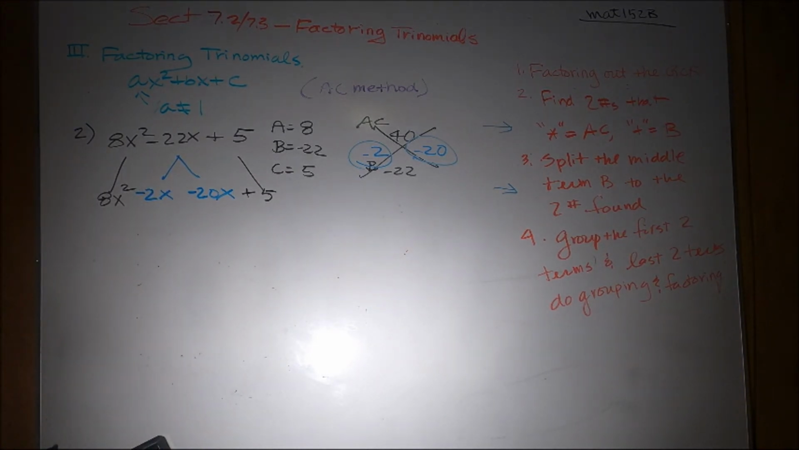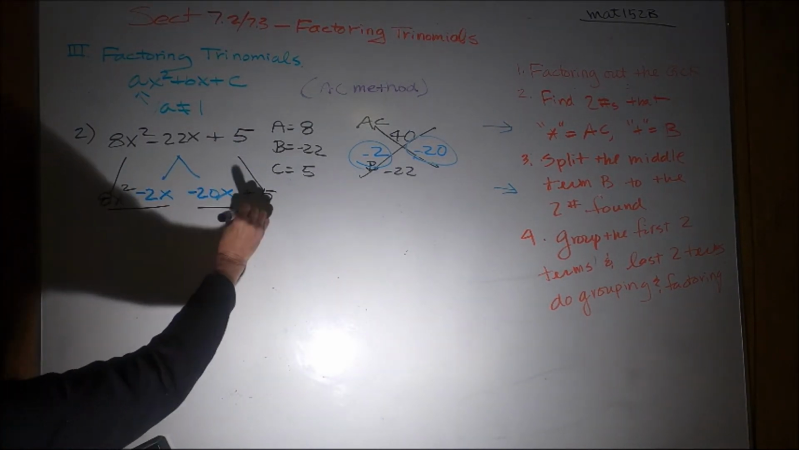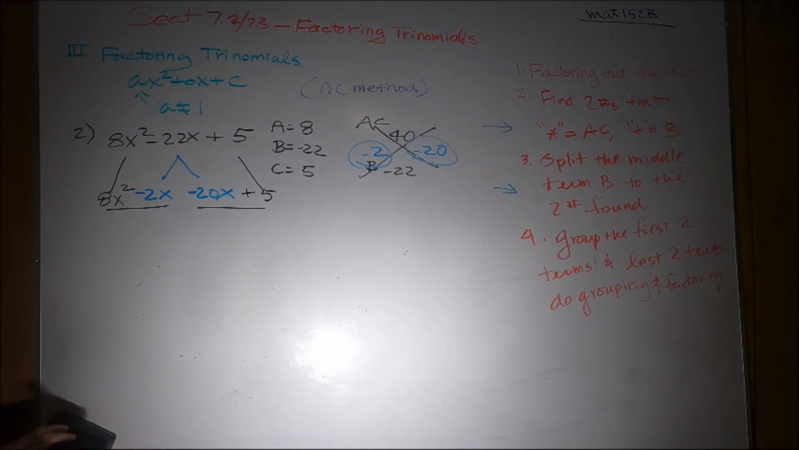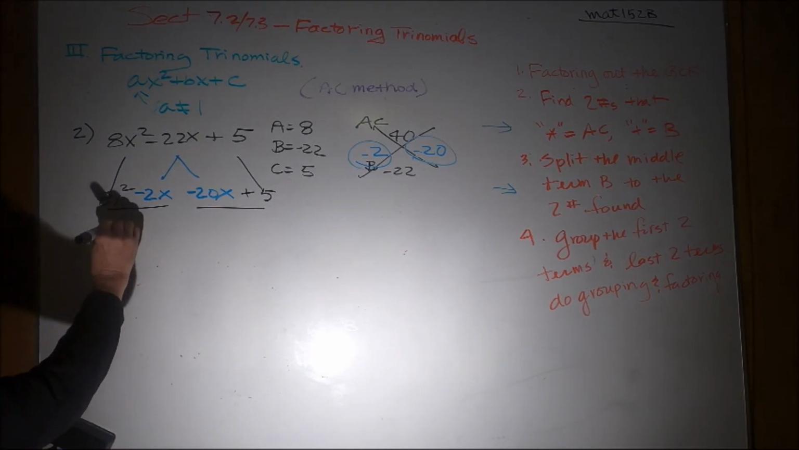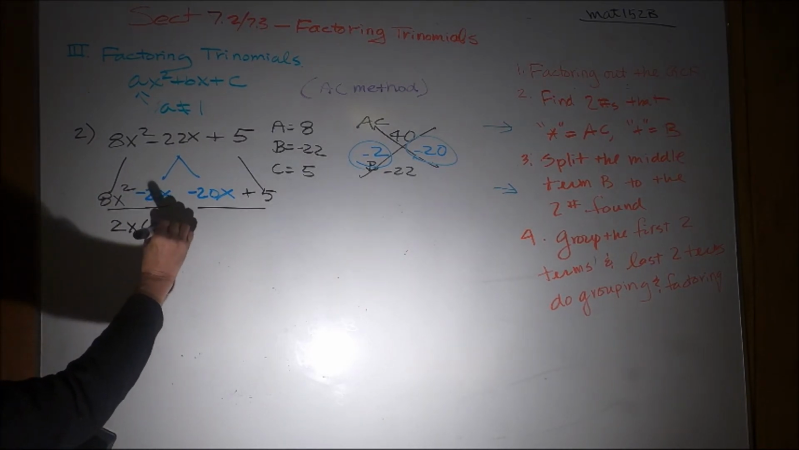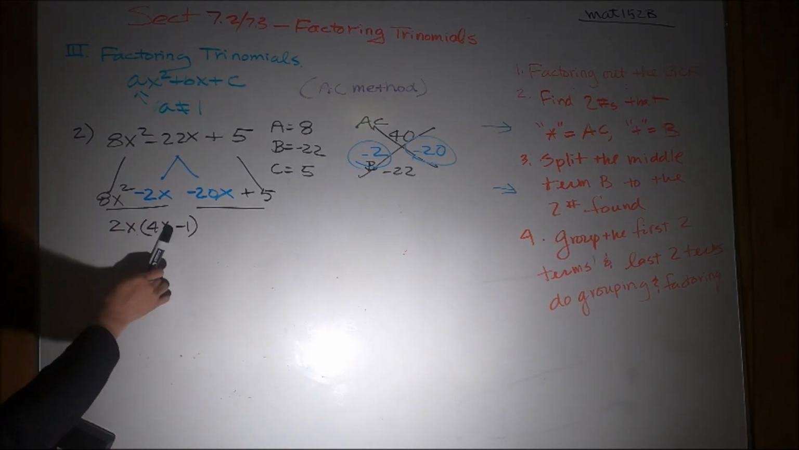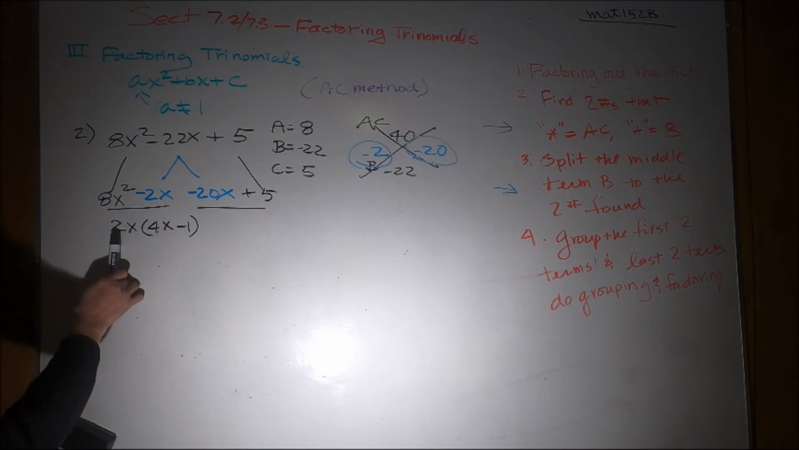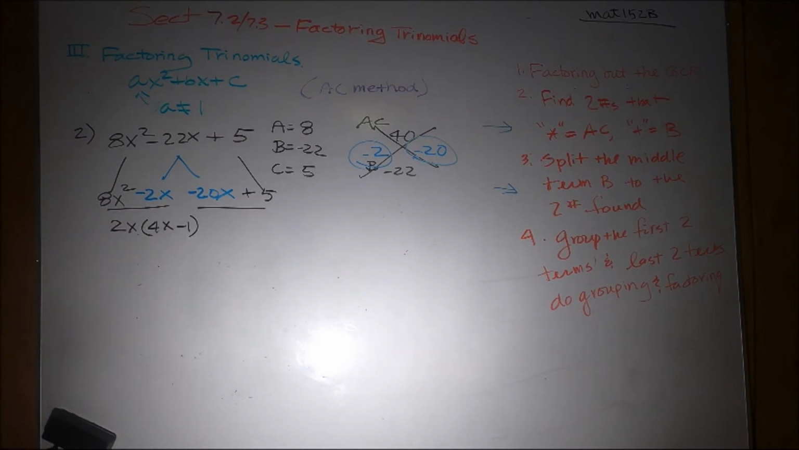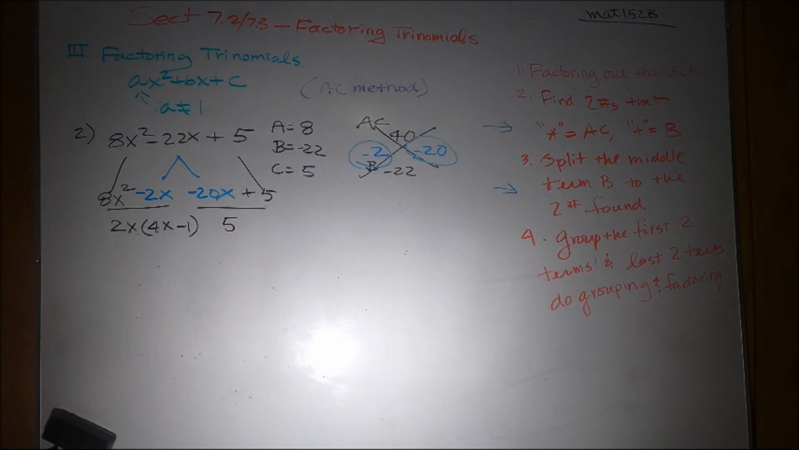Then what's the next step? Group the first two terms and last two terms. Do your grouping, factoring by grouping. Then what do we have? So you take a GCF out, 2x, right? That would be 4x minus 1. Is that right? You take 2x out from both. Then 8x squared, take 2 out would be 4. X squared, take x out would be x. Then 2x, take out 2x. You only have 1.